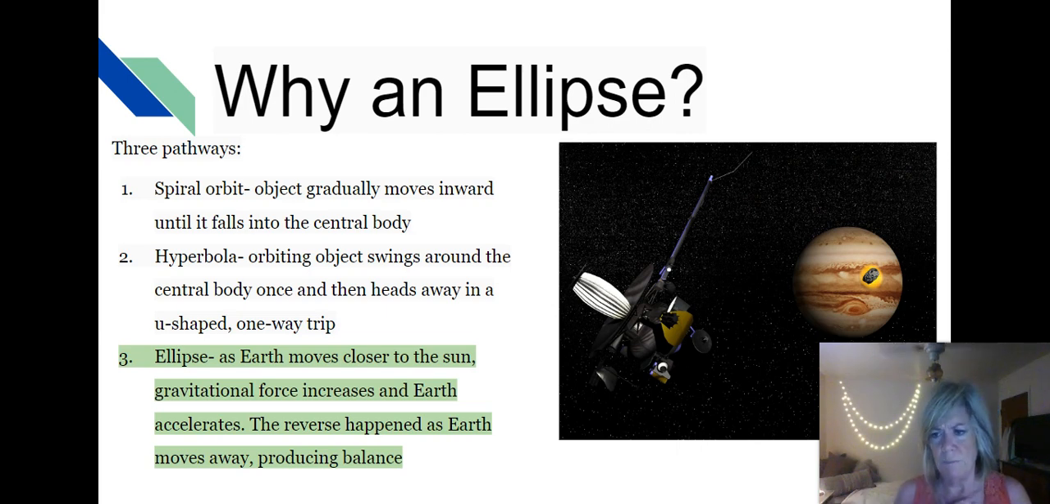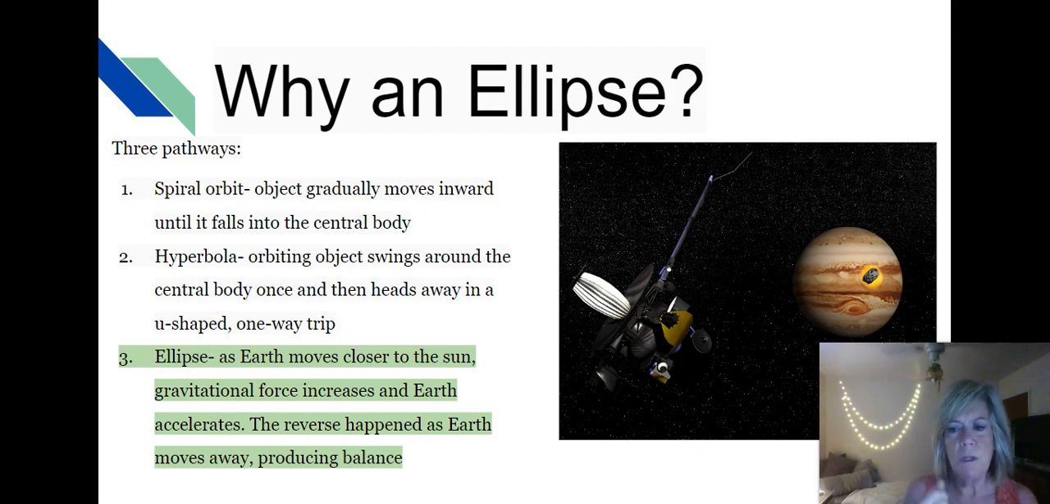So how do we get to an ellipse? There are three pathways that objects can actually take. You have the spiral, where an object gets caught in that gravitational pull. I'm sure you've seen it in videos or movies, and it eventually spirals down into orbiting the object that's called the central body. That's what's causing the attraction. So that object can spiral down in. When we talk about meteorites, sometimes they come in on a spiral orbit that eventually lands them crashing. If it's a meteorite, it has crashed.